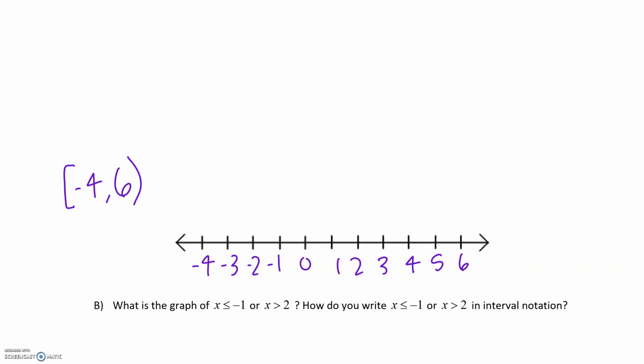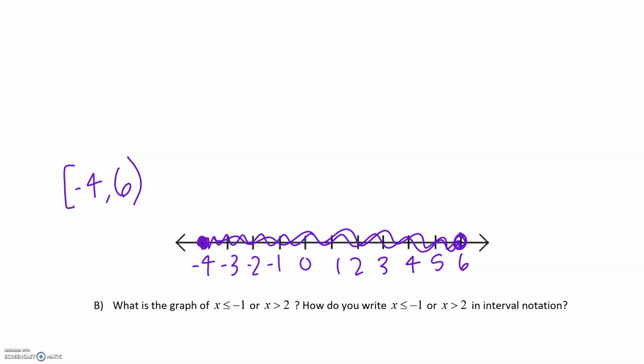Okay, so the first thing we see is negative 4, and it has a bracket next to it. So we know that a bracket means a closed circle, okay? Then we've got a 6 with a parentheses next to it. So we have an open circle at 6 because it's got that parentheses next to it. When we have two different numbers, we are shading in between those numbers. So we are shading in between. That's still an open circle, okay?